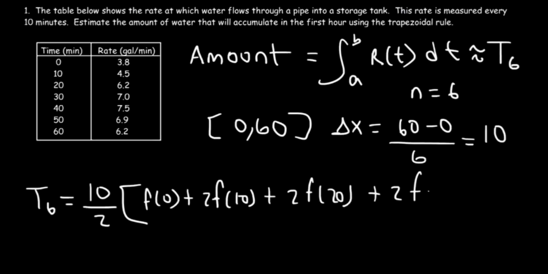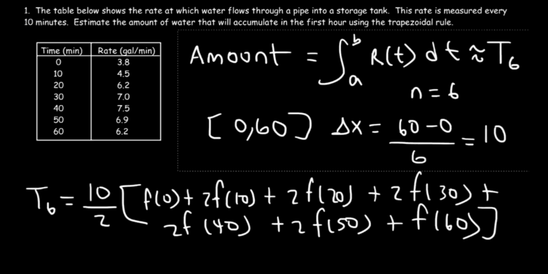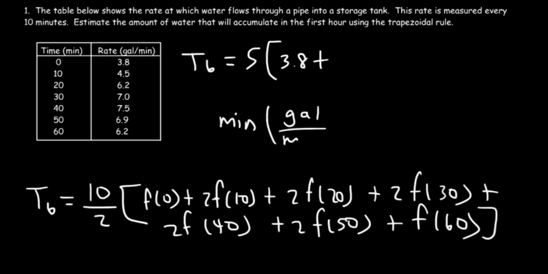So if we calculate delta x, it's going to be b minus a divided by n. So that's 60 minus 0 divided by 6. And so we can see that delta x is 10 minutes. So now using the trapezoidal rule, it's going to be delta x divided by 2 times the first point f of 0, and then plus 2 times f of 10 plus 2 times f of 20 all the way to f of 50, and the last one we are not going to multiply by 2. It's just going to be f of 60.